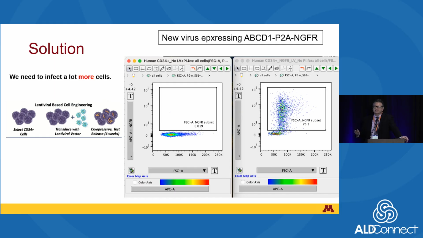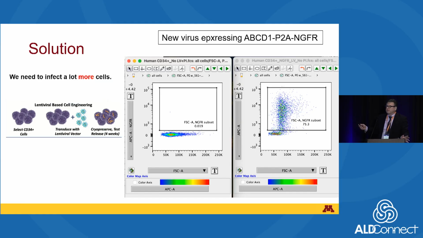Now, scientifically, it gets complicated because you can't just put a virus in and measure ABCD1 protein. You can, but technically it's difficult. The results aren't very clean because that protein's internal. And so we use surrogate markers. With this virus, we actually put a cell surface protein on it, known as nerve growth factor receptor. That way we can see how many cells have picked up the virus, just for sake of measurement and ease of measurement. And so we did that.